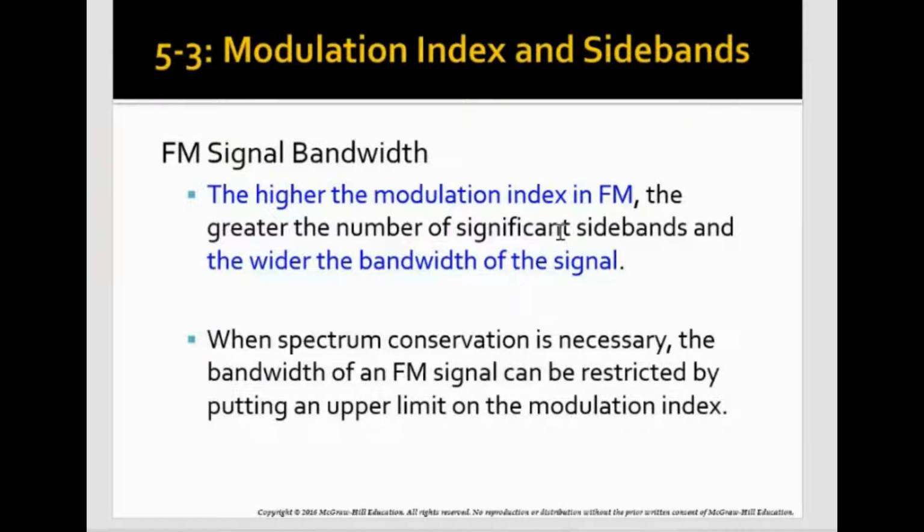So that means this: when spectrum conservation is necessary, the bandwidth of an FM signal can be restricted by putting an upper limit on the modulation index. So we can limit the modulation index to a smaller value, like a narrowband FM.